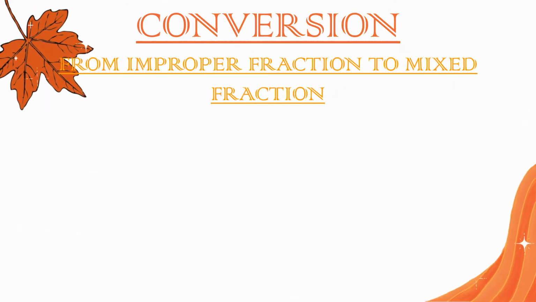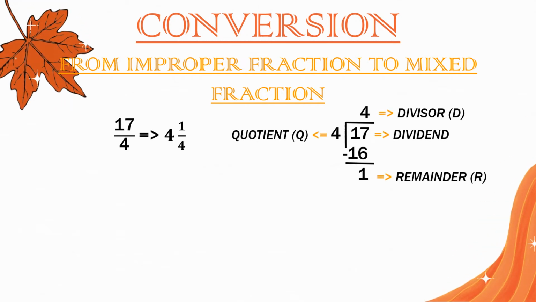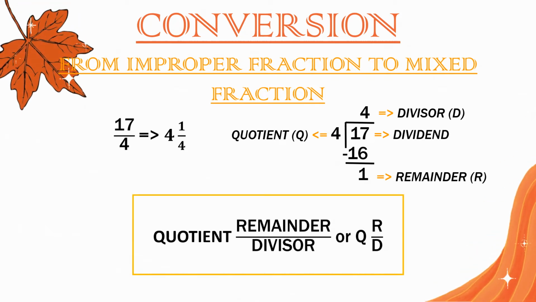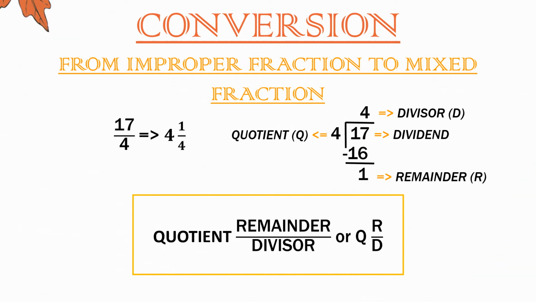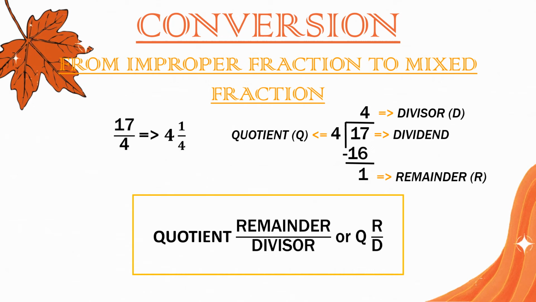Conversion from improper fraction to mixed fraction. Let's take the example of 17 by 4, which can be written in terms of mixed fraction as 4 1 by 4. Here 17 is divided by 4 and hence it is written in the format Q R by D. Q here is the quotient while D is the divisor and R is the remainder.